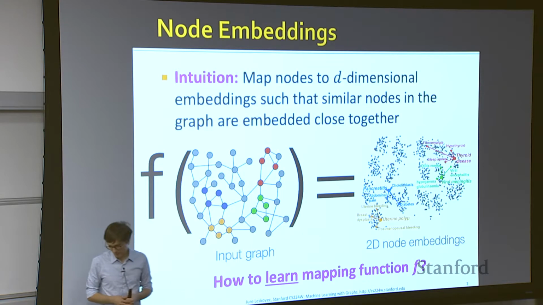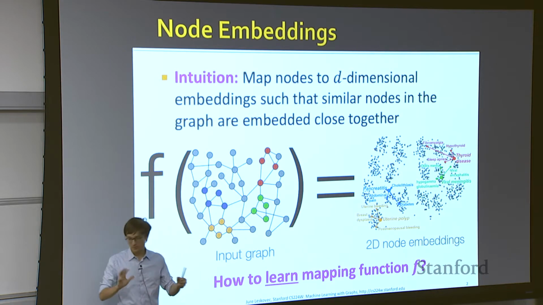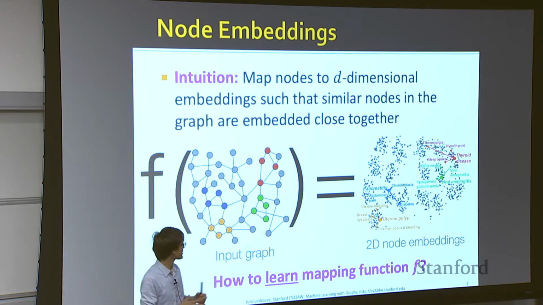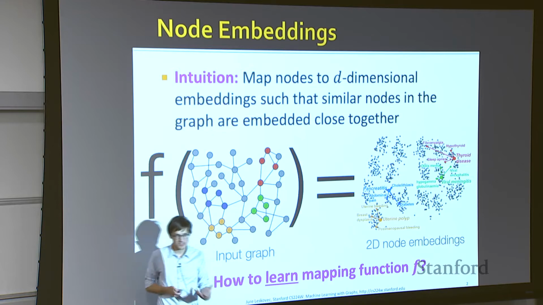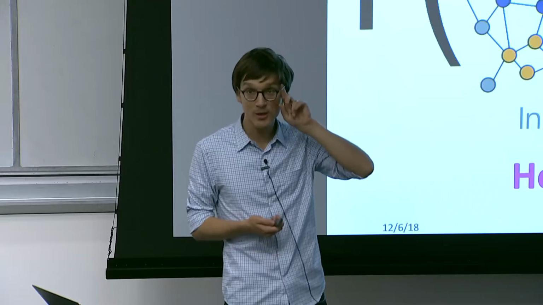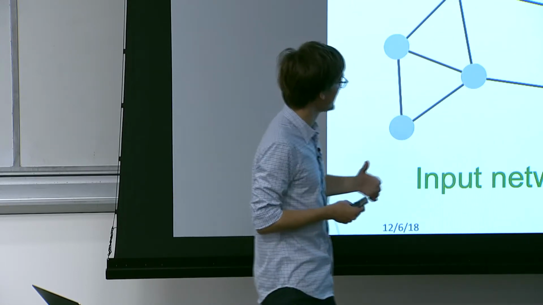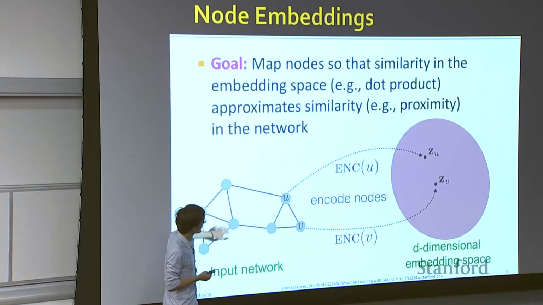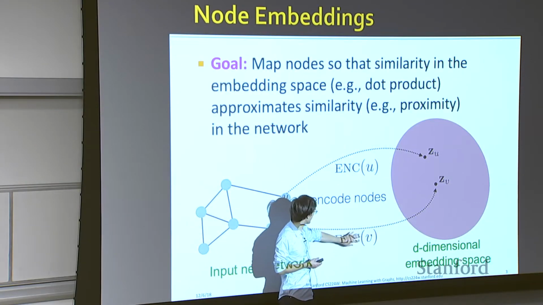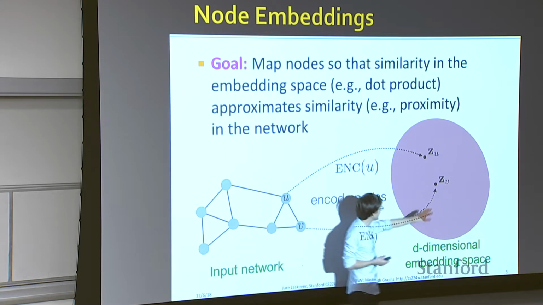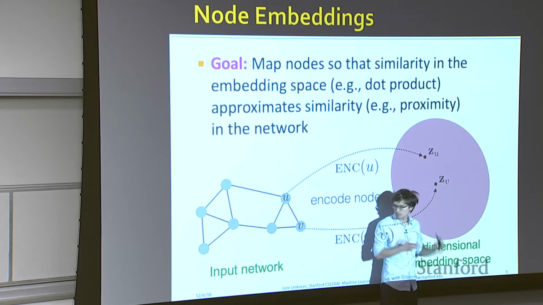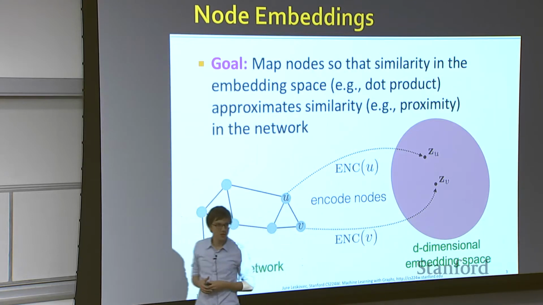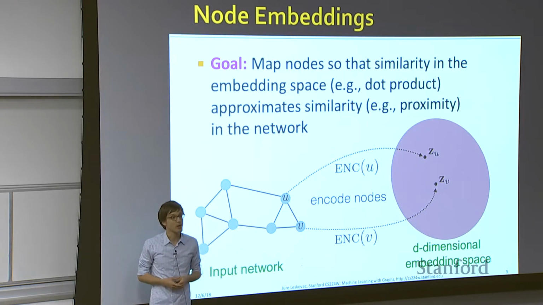So our idea is that we want to map these nodes into a d-dimensional representation space, using embeddings in such a way that nodes that are similar in the network get mapped close together. The goal is that this mapping function is not just given to us, but we use some procedure to learn it. I have my complicated network here, and I want to learn encoding functions that take the nodes in the network and map them into this low-dimensional space. The position of the node in this space should somehow capture the position of the node in the network.